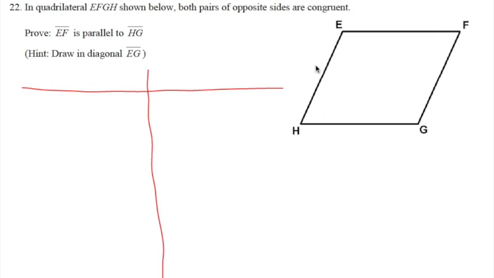In problem 22, we're given information about a quadrilateral, and we're told that the opposite sides of this quadrilateral are congruent. So I'm going to label them as congruent, and this pair is congruent with this pair.